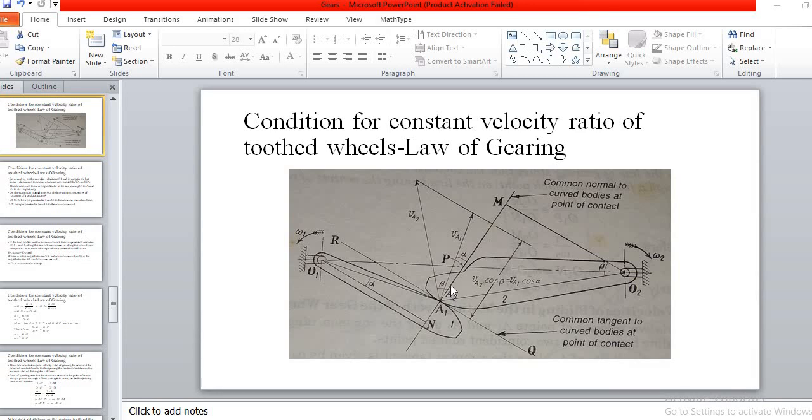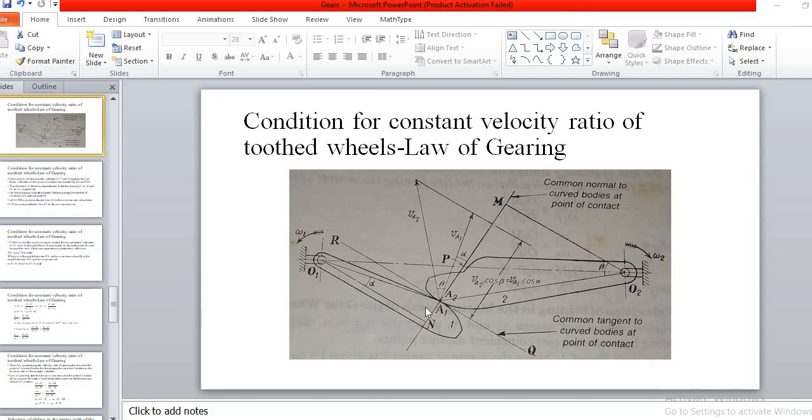VA1 is perpendicular to O1A1, and VA2 is perpendicular to O2A2. So with this diagram, we start to derive the law of gearing.